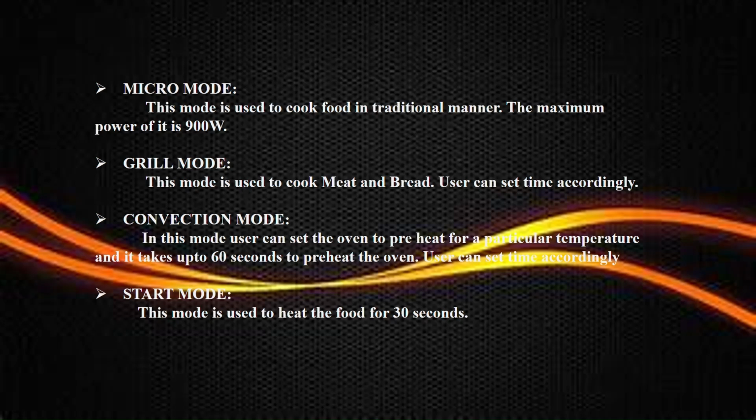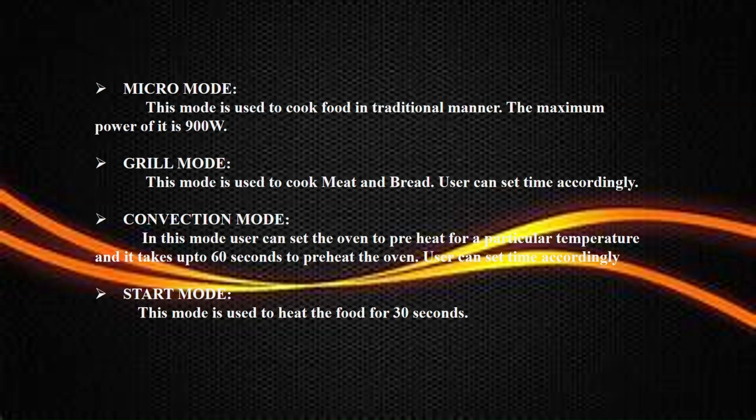Next is microwave oven mode. The microwave oven operates in different modes. First one is micro mode, which is used for normal cooking with maximum power of 900 watts. Next is grill mode, which is used for cooking meat and bread. Here, user can set time accordingly.